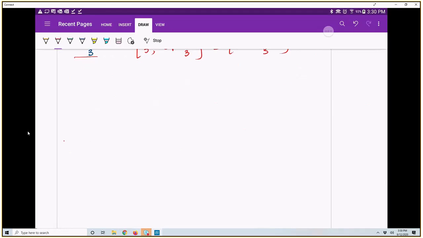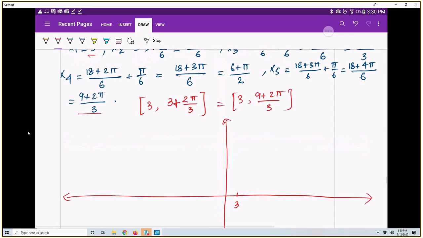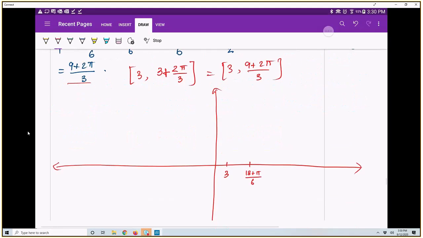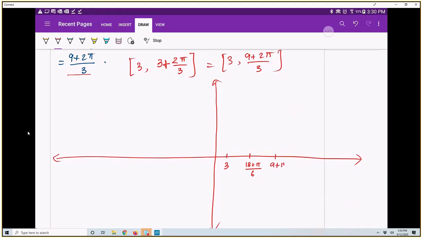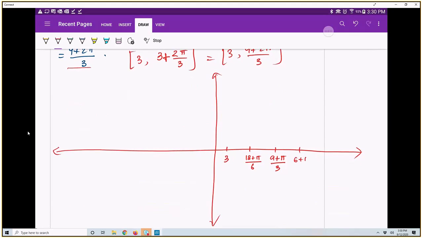Remember, this was the sine function. I just have to write down all my key observations here. I started at 3. The next point that we did is 18 plus pi over 6. So say this one, 18 plus pi over 6. The next key observation was 9 plus pi over 3. And then we had 6 plus pi over 2. And finally, the end of the period was 9 plus 2 pi over 3.